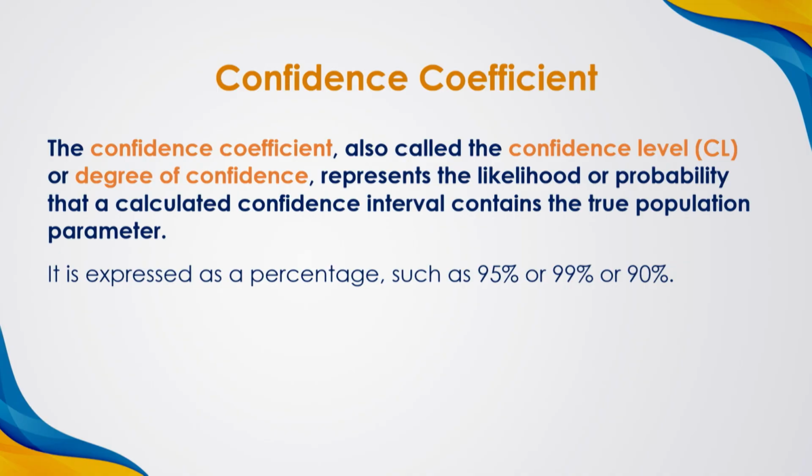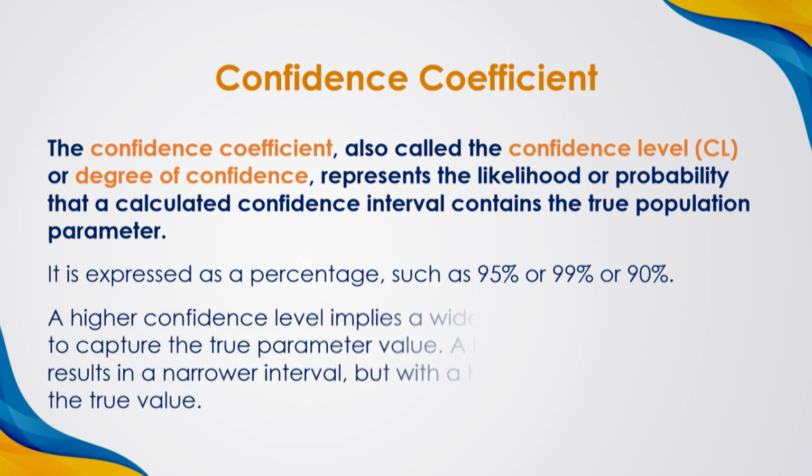Dear students, let us begin the third part of the lesson, in which you will learn about confidence coefficient and power of the test. The confidence coefficient, also called the confidence level or degree of confidence, represents the likelihood or probability that a calculated confidence interval contains the true population parameter. It is expressed as a percentage such as 95%, 99%, or 90%.